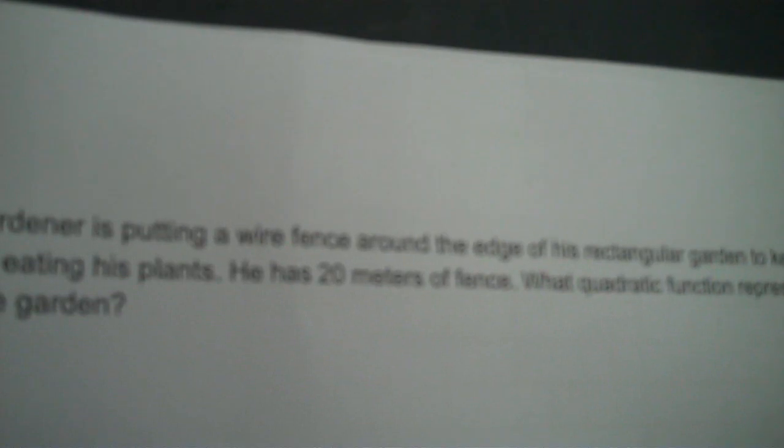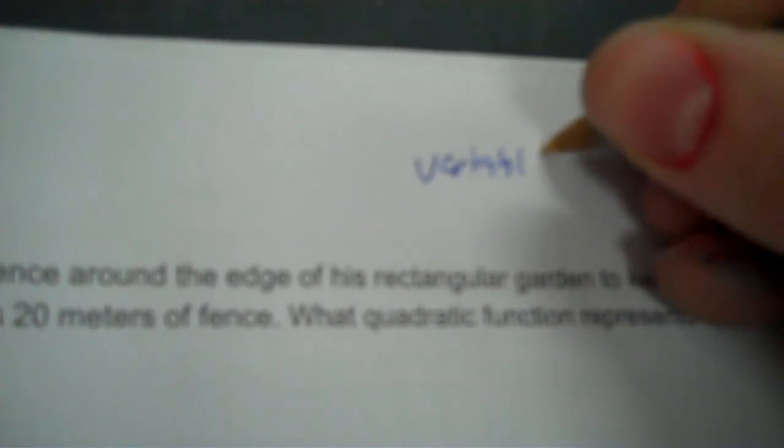A gardener is putting a wire fence around the edge of his rectangular garden to keep animals from eating his plants. He has 20 meters of fence. What quadratic function represents the area of the garden? Quadratic function means you're going to have to write it in terms of one variable, and whatever the letter is, needs to be to the second. It's not going to be x, because we're dealing with length and width.